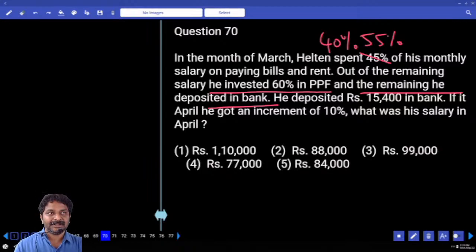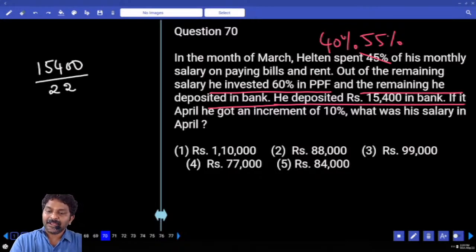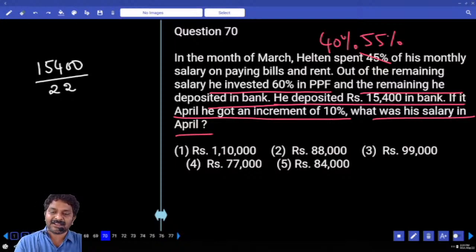How much is that? 40%, 10%, double, correct. What is 10% of 55? 5.5, double, 11, double. So how much is deposited in the bank? 22%. He deposited 15,400 in a bank, and you know that which is equal to 22%. 1% value is equal to 15,400 by 22. If in April he got an increment of 10%, what was his salary in April?